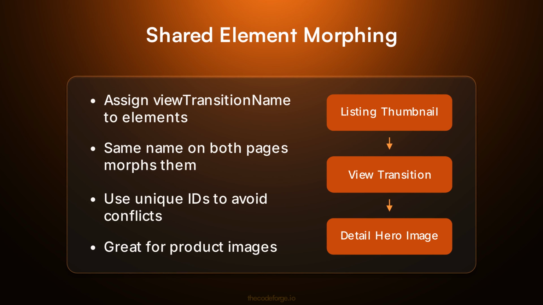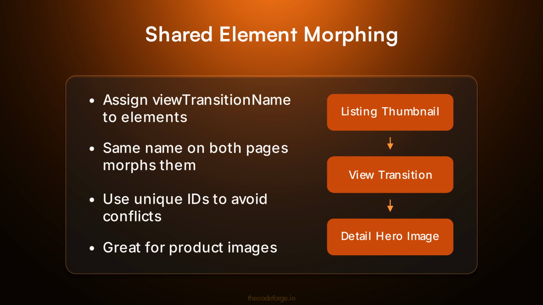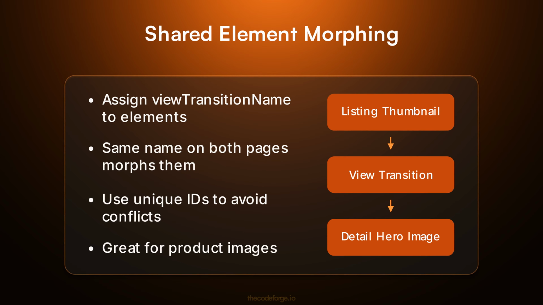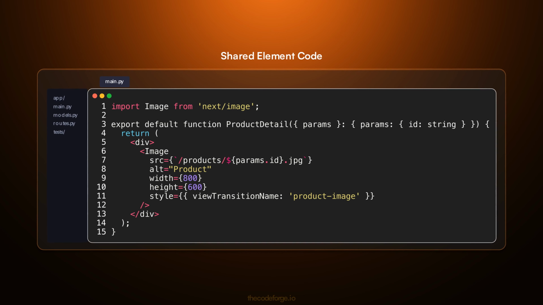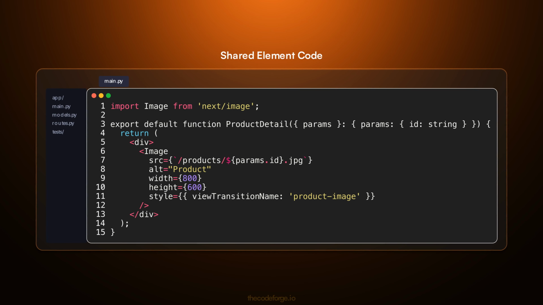Shared element transitions are the killer feature. By assigning a viewTransitionName to an element on both pages, the browser smoothly morphs it from old to new. For example, a product thumbnail can expand into the hero image on the detail page. Here, the product image has a viewTransitionName of product-image. If the same name is used on the listing page, the browser will morph the thumbnail into this hero image.